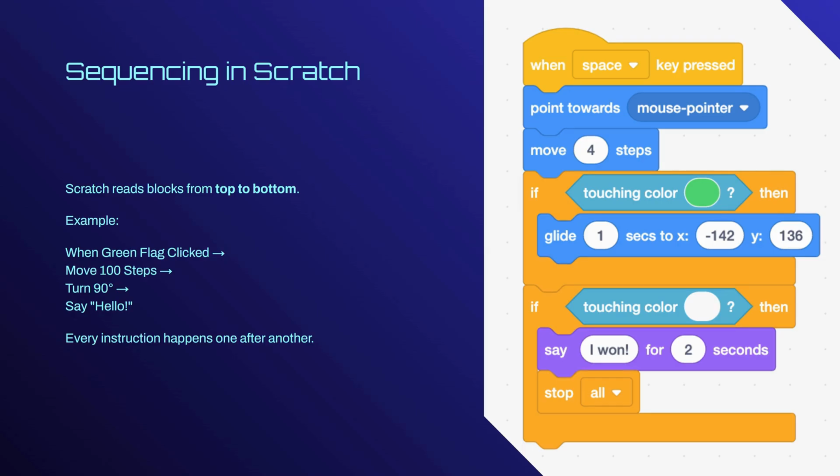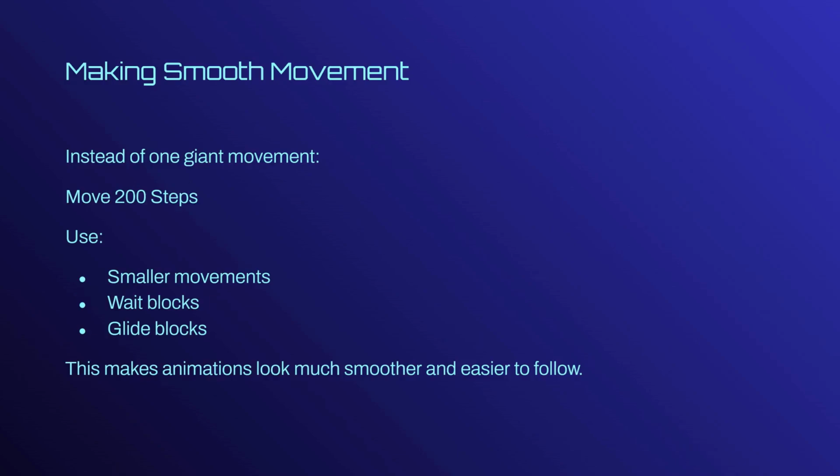Making smooth movement. Instead of having move 200 steps, use smaller movement blocks, wait blocks, and glide blocks. This makes animation look much smoother and easier. But some of you might be wondering, why don't we just use big numbers like move 200 steps? I'll show you in the following example.